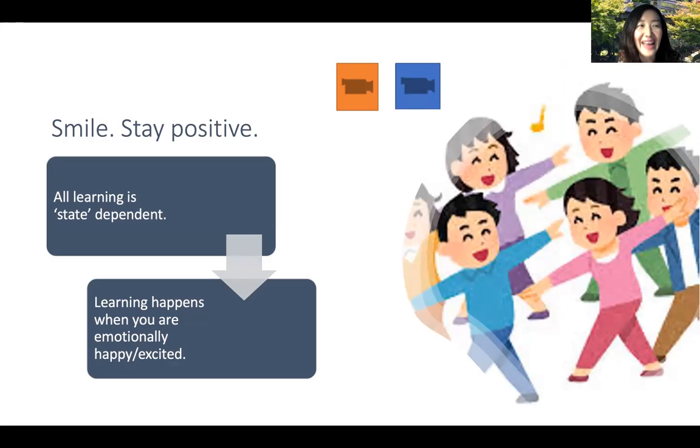They all said they're happy when they dance. It's a joy, right? And this is so important. It's so important to smile and stay positive when you learn something because, like I said, all learning is state dependent. That means learning happens when you are emotionally happy and excited, okay? So I'll come back to this later. Please remember, all learning is state dependent.